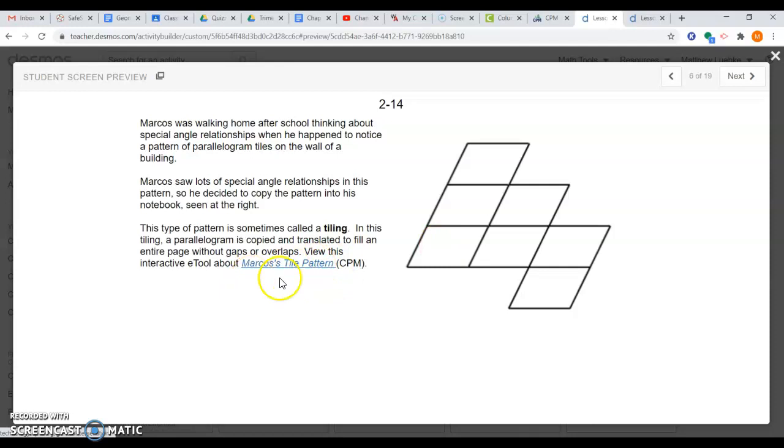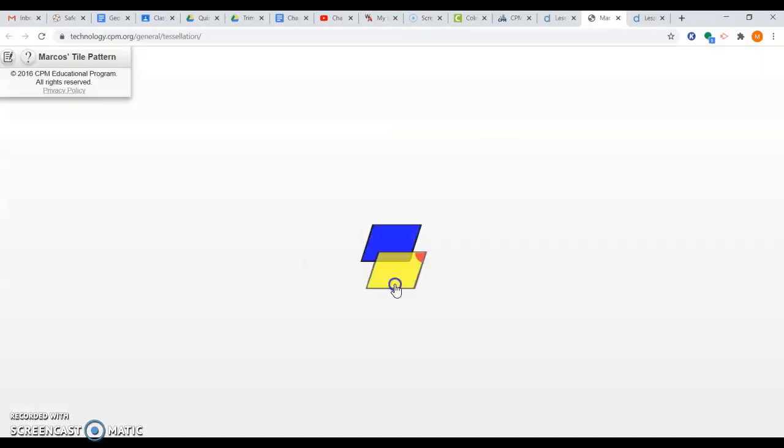Now it's starting to get more into this lesson, some newer stuff, and what we have here is this idea of Marco's tiling pattern. Now we don't really need to use the E-tool, but the E-tool kind of shows us how this tiling pattern was created, so we'll take a quick look at that.